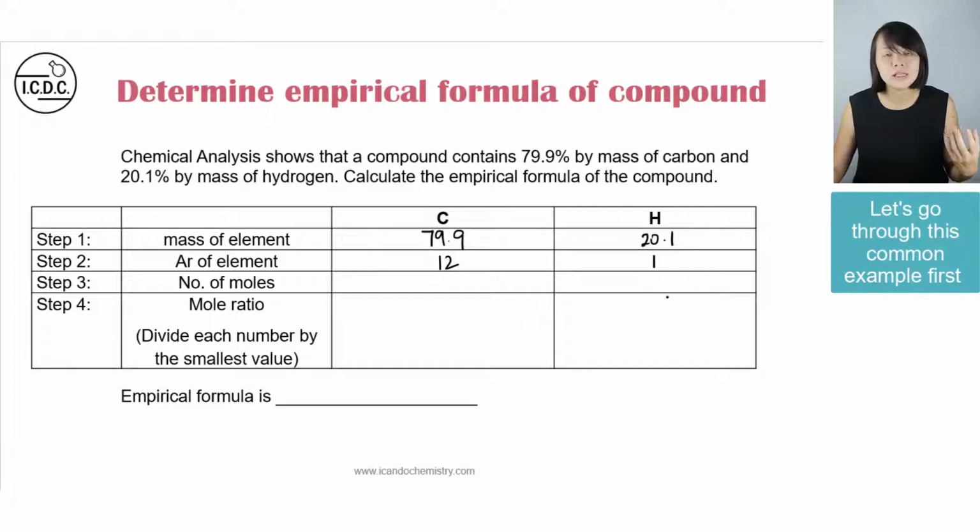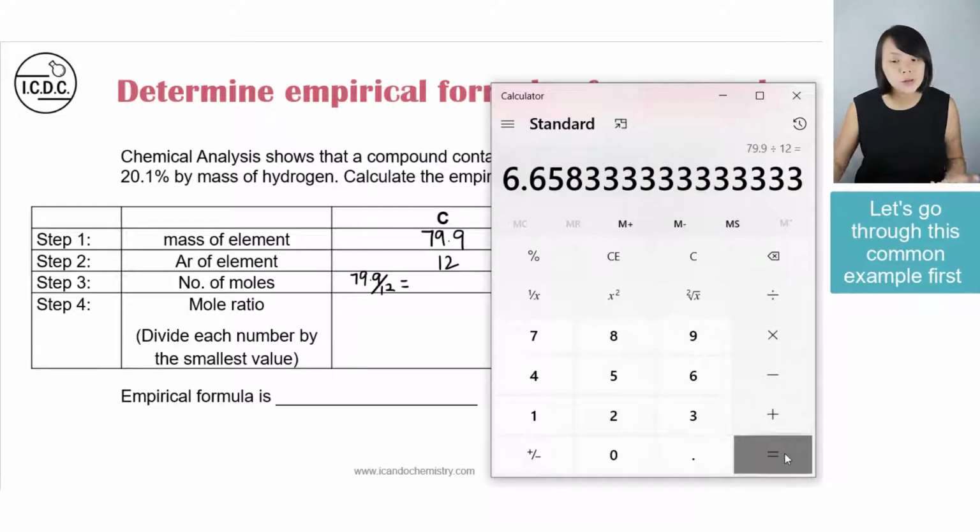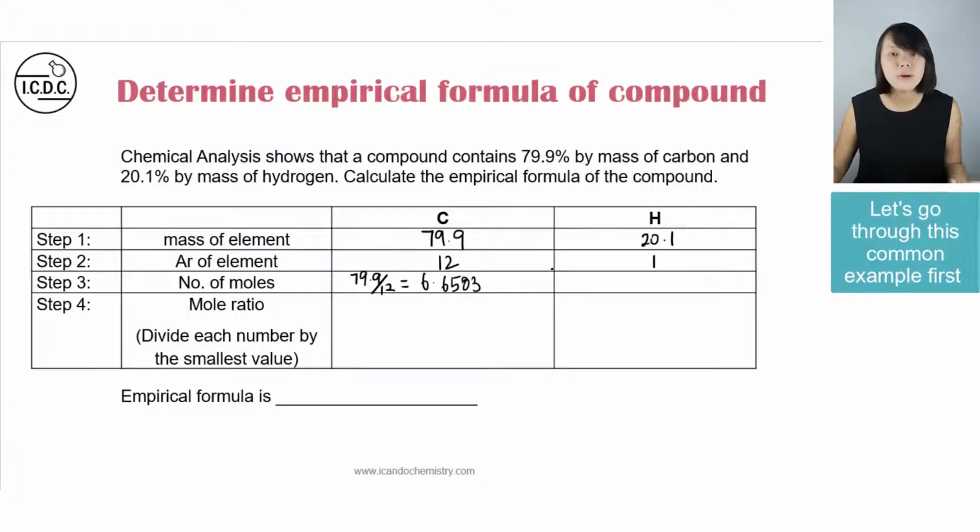Now the number of moles is determined by mass divided by the molar mass. For an element itself, we can just use the mass divided by the AR. So that will be 79.9 divided by 12, which gives me 6.6583. This is not the final answer, so we'll leave it in 4 to 5 significant figures. Now what about hydrogen? The moles is 20.1 divided by 1, so 20.1 remains.